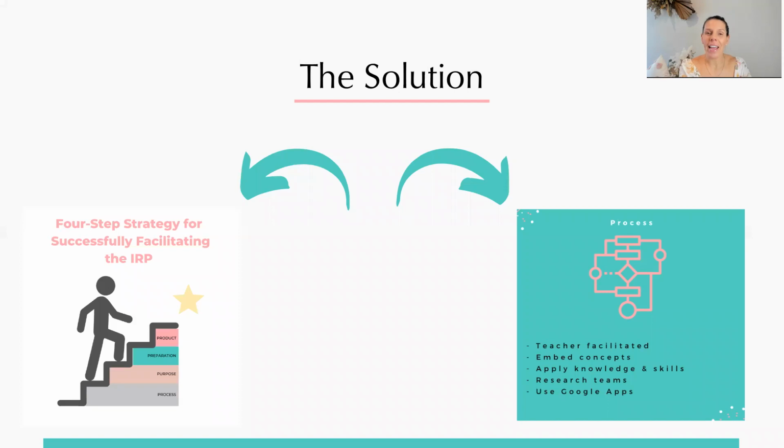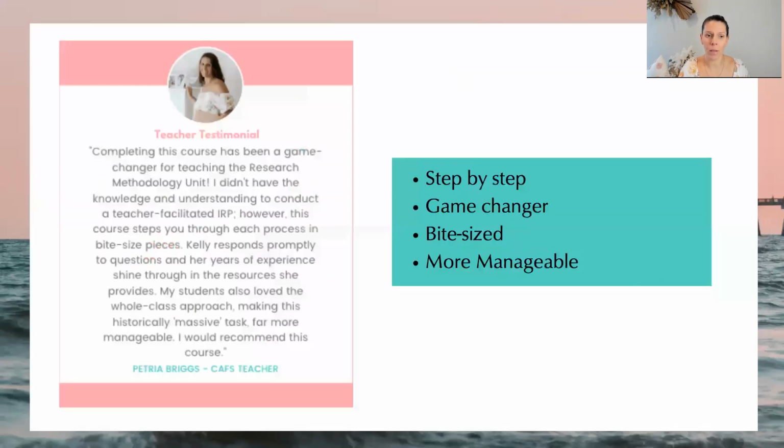The solution is having a clearer process where we facilitate the IRP. You're the head researcher, you're facilitating that IRP with your CAFS crew. You're embedding the concepts and applying the knowledge and the skills all the way through, rather than the kids going out on their own and us doing little check-ins, checking their diary or how they're going with it. We're being intentional. We're actually facilitating the process in research teams, and we might be using Google Apps or any other platform to help the kids along the way.